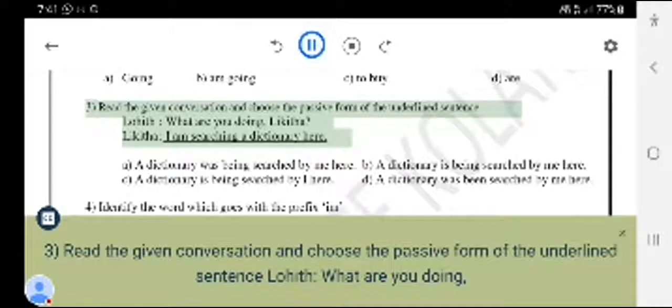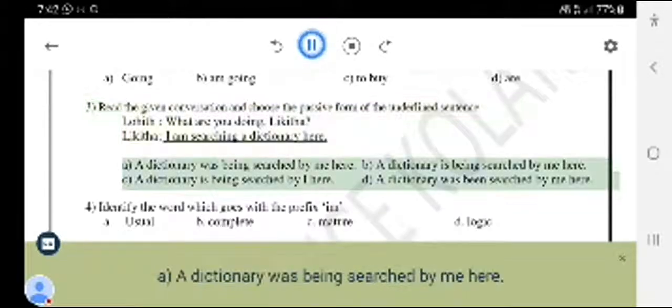3. Read the given conversation and choose the passive form of the underlined sentence. Lohith: What are you doing, Lakshmi? Lakshmi: I am searching a dictionary here. A. A dictionary was being searched by me here. B. A dictionary is being searched by me here. C. A dictionary is being searched by I here. D. A dictionary was been searched by me here.